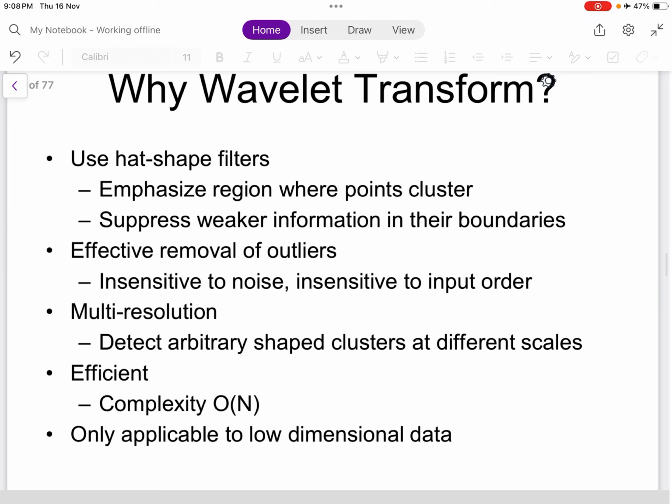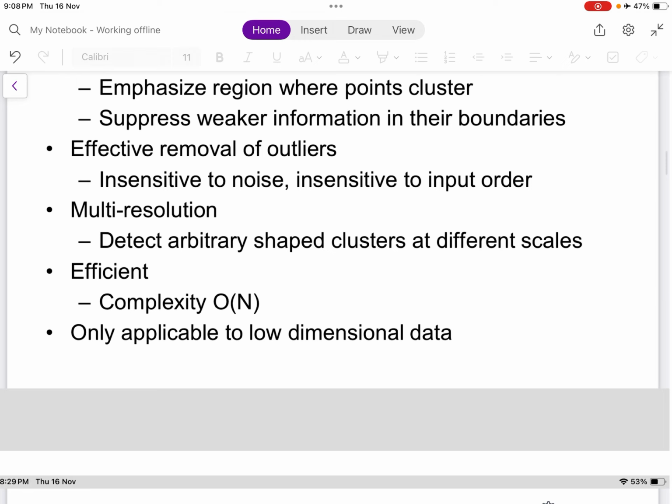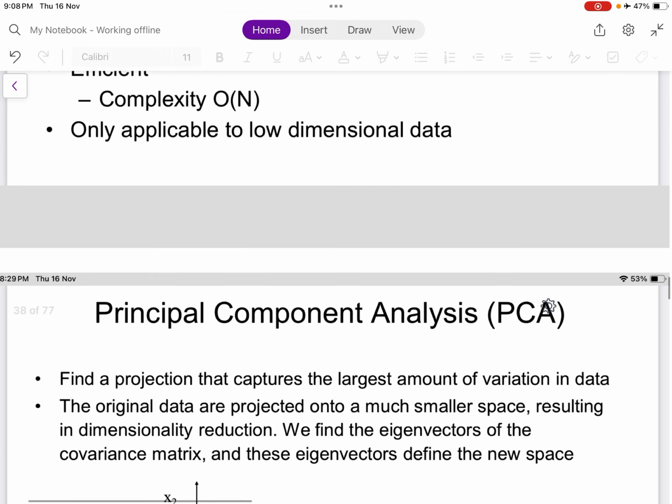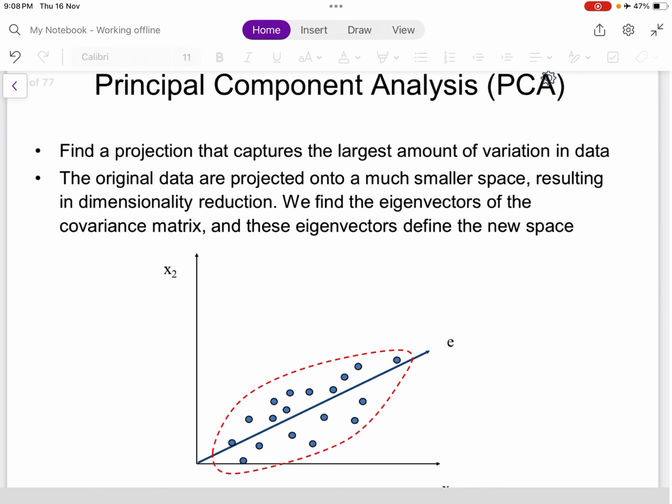Use hat-shaped filters, emphasize regions where points cluster, and suppress weaker information at their boundaries. This gives effective removal of outliers, and it is insensitive to noise and insensitive to input order. It has multiple resolutions, detects arbitrarily shaped clusters at different scales, and is efficient with complexity of O(N), but only applicable to low-dimensional data. Principal component analysis.